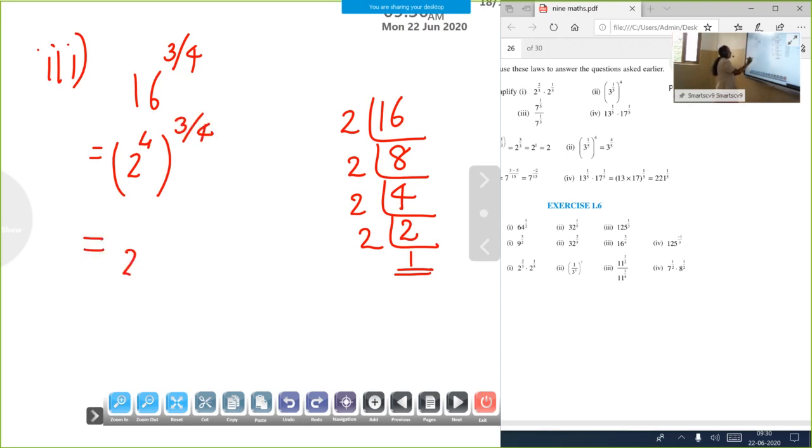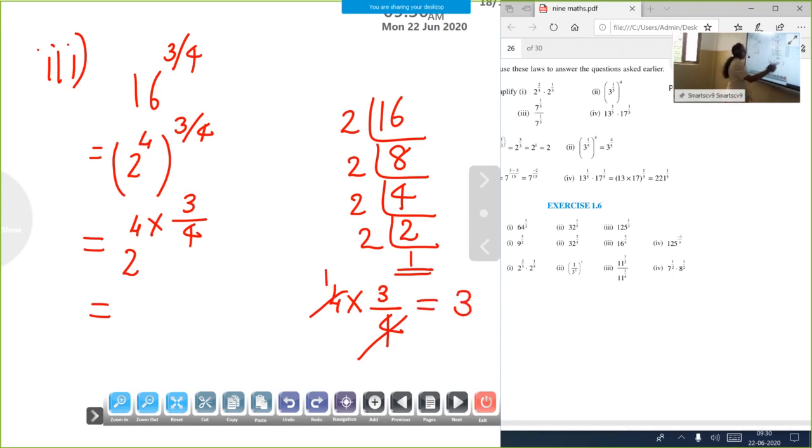Again next step, 2 raised to 4 into 3 by 4. What is the answer of 4 into 3 by 4? We can cancel these two 4's. The number is 1. 3 into 1 is equal to 3. Next step, 2 raised to 3. What is 2 cube? 2 cube means 2 into 2 into 2 equals 8.